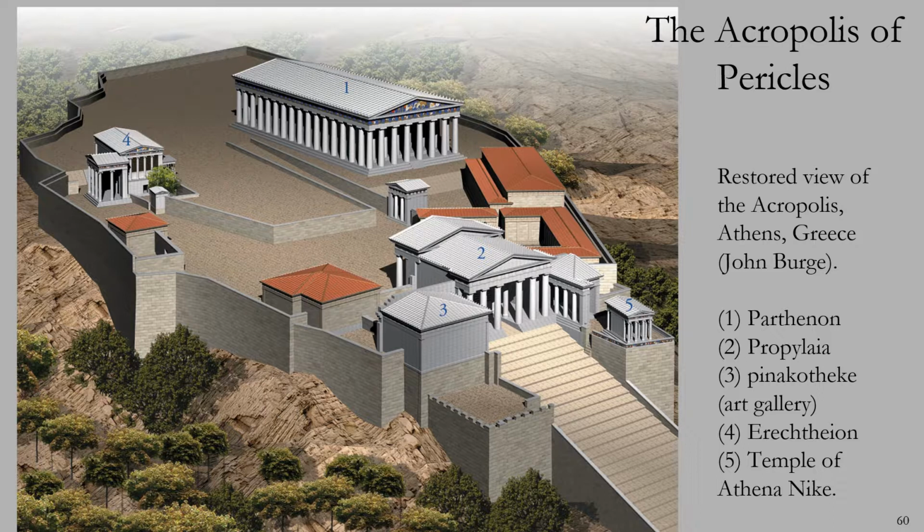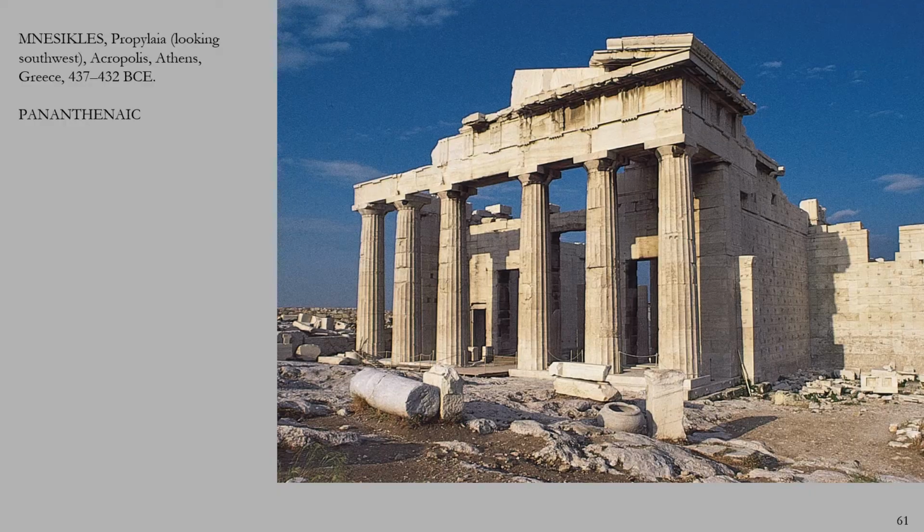This Propylaea was a little mini complex of buildings. It was attached to an art gallery, actually. But the first building we're going to look at is this Temple of Athena Nike. Athena had several different aspects. She could take different guises or roles. And one of her roles was the role of victory. That's what Nike means. That's why your shoes are called Nikes, because when you wear them, you will be victorious in whatever sport you are participating in.